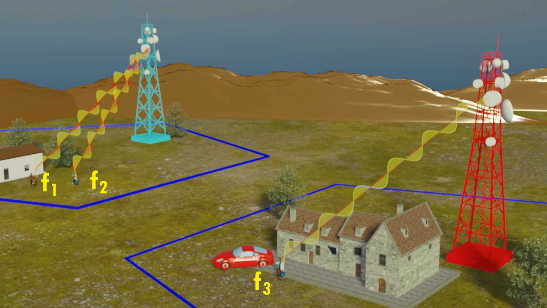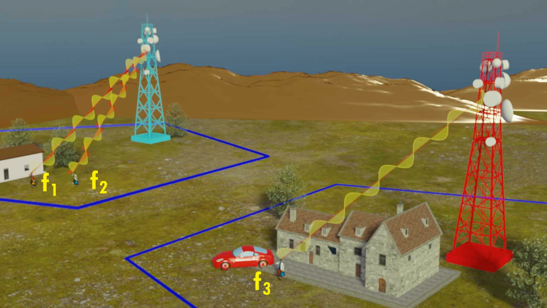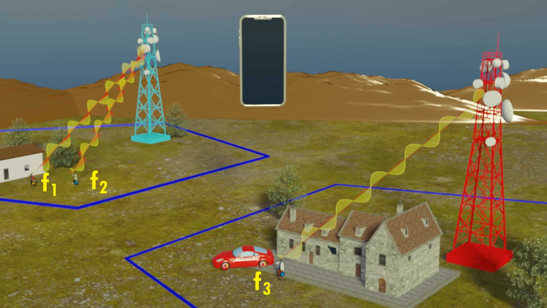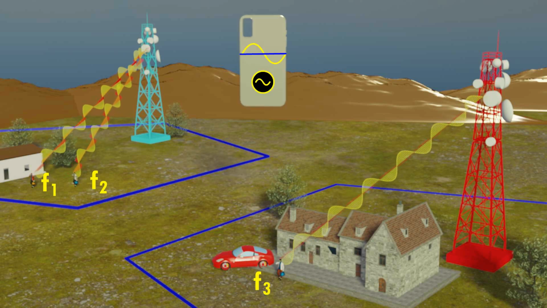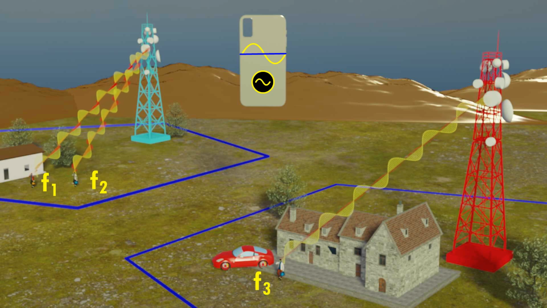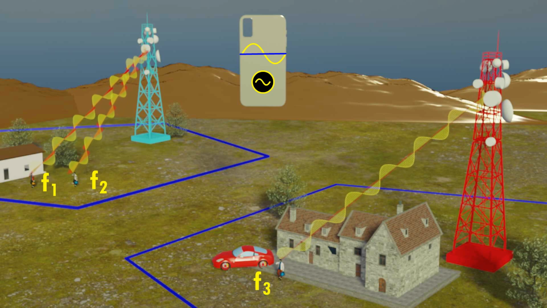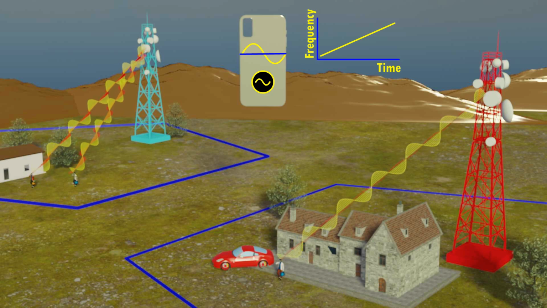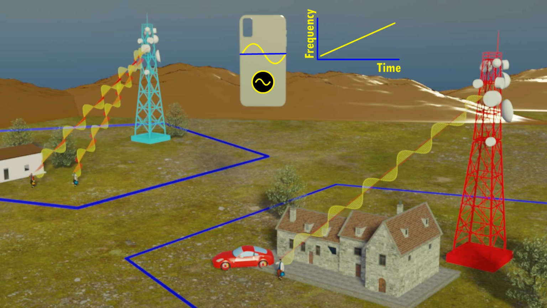This dynamic allocation demands a highly precise and agile frequency generation source in mobile phones. In other words, the frequency generation circuit must be capable of changing its output frequency with exceptional precision. Let's explore how this is achieved.